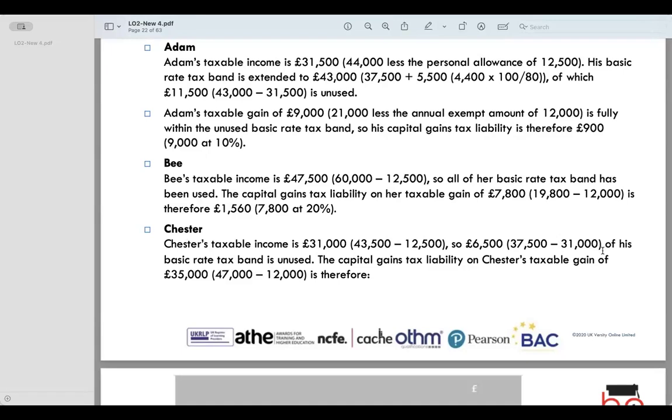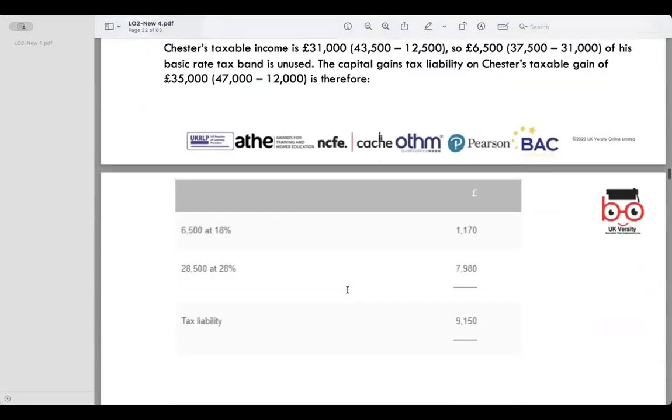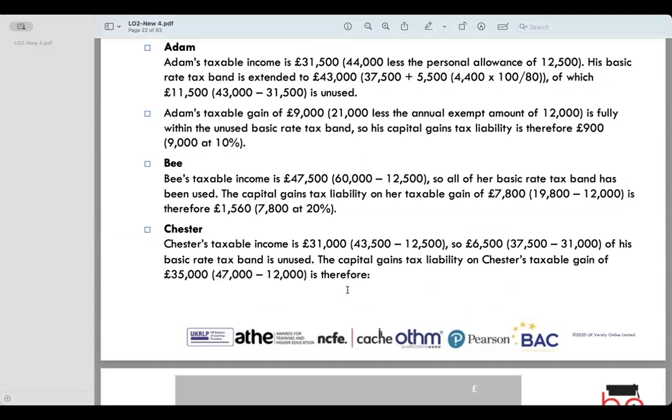Chester has to pay the following amount of capital gains tax on his taxable gain of 35,000 pounds, which means 47,000 pounds minus 12,000 pounds. So basically you can calculate this in detail whenever you get a chance. You can go through it by yourself, obviously. That way will be more understandable for you.